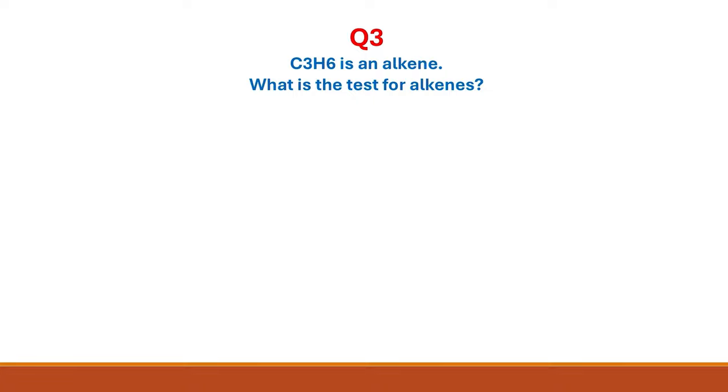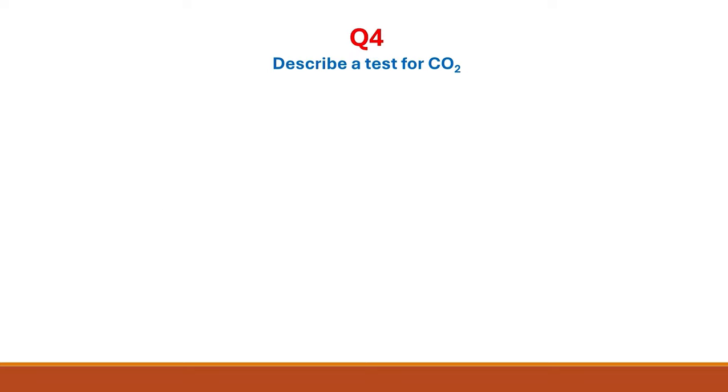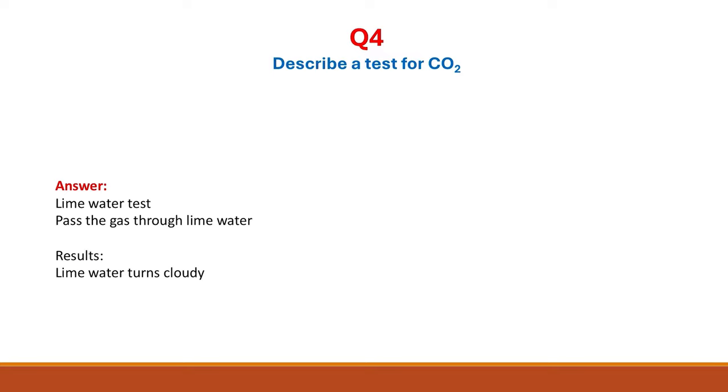Question 3. C3H6 is an alkene. What is the test for alkene? The test for alkene is the bromine water test. The result is the color change from orange to colorless. Question 4. Describe a test for carbon dioxide. The test for carbon dioxide is the limewater test, and for the test you pass the gas through limewater. The result is limewater turns cloudy.